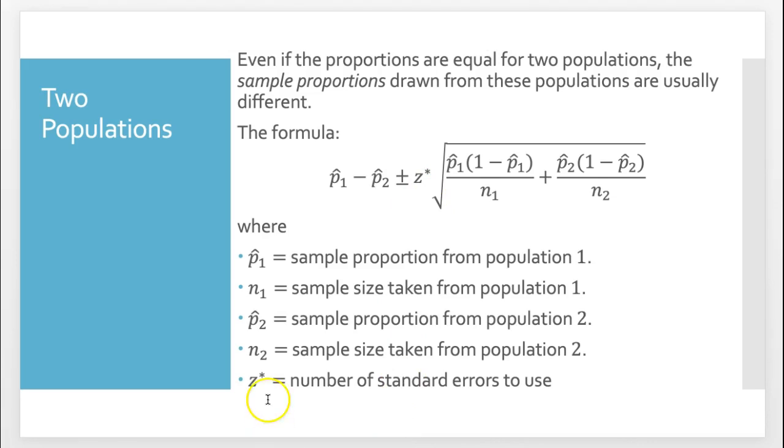As far as notation goes, it's very important you keep track of how you label things here. p hat 1 is the sample proportion from population 1, n1 is the sample size taken from population 1, and here we have the sample proportion and sample size again, but from population 2. These numbers do not need to be the same, but it's very important that when you take this difference, you know which is 1 and which is 2.